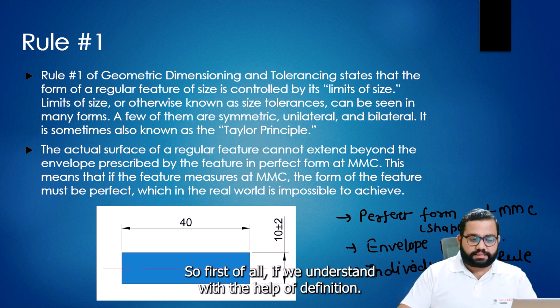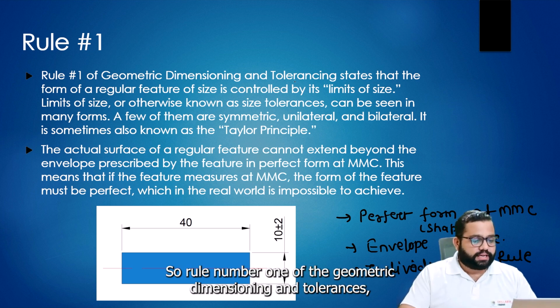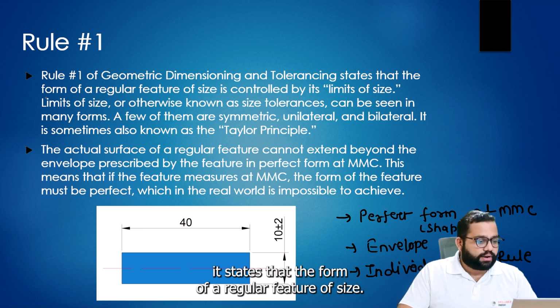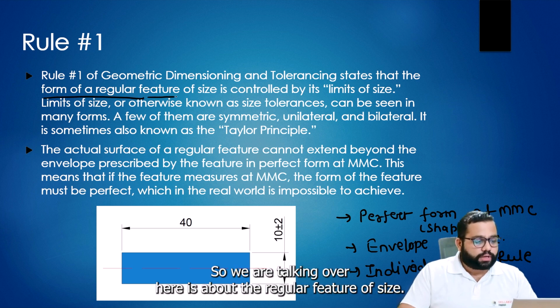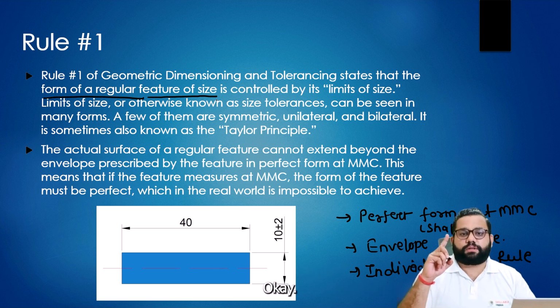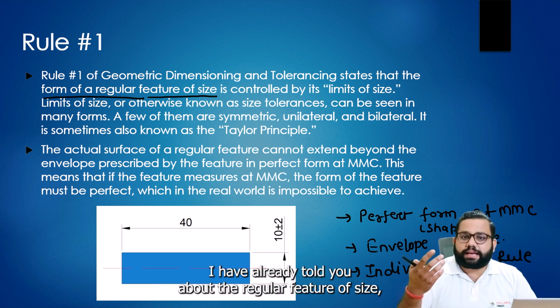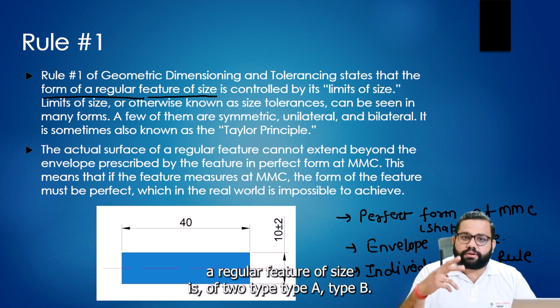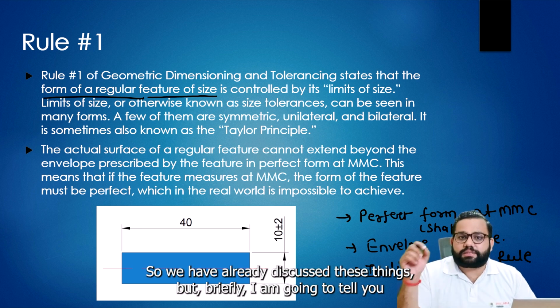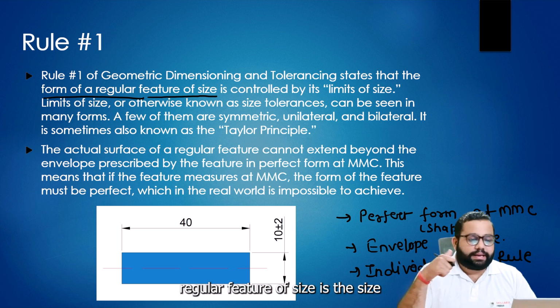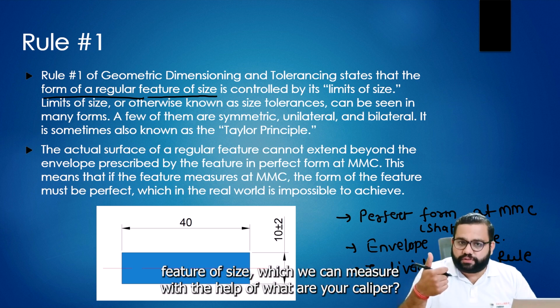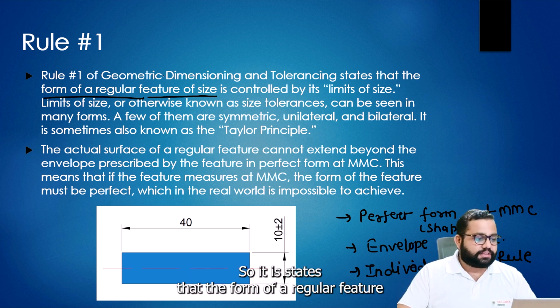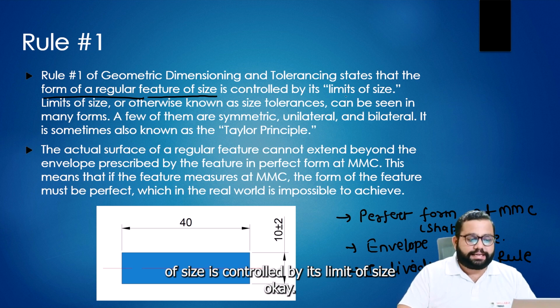First of all, let's understand with the help of the definition. Rule number one of geometric dimensioning and tolerancing states that the form of a regular feature of size, and we are talking here about the regular feature of size. I have already told you about regular and irregular features of size, and irregular feature of size is of two types, type A and type B. Briefly, a regular feature of size is a feature of size which we can measure with the help of a vernier caliper. It states that the form of a regular feature of size is controlled by its limit of size.